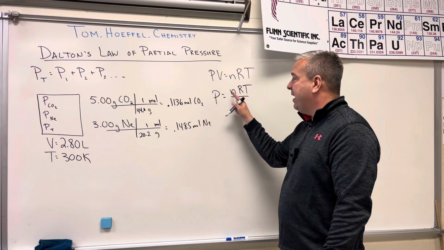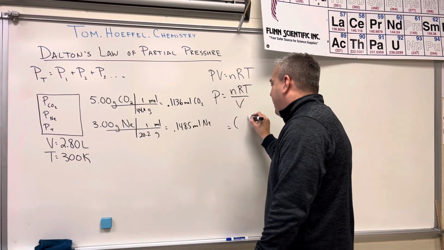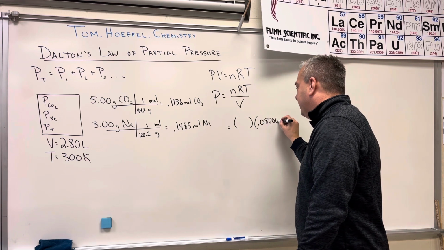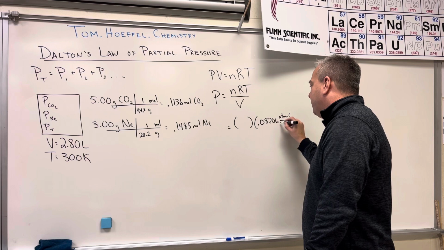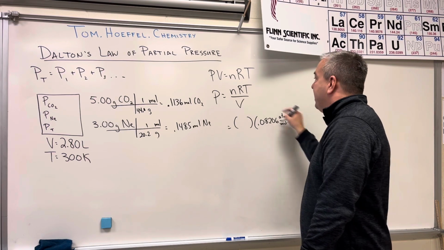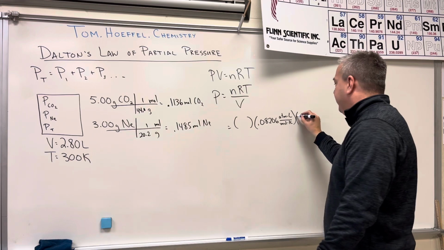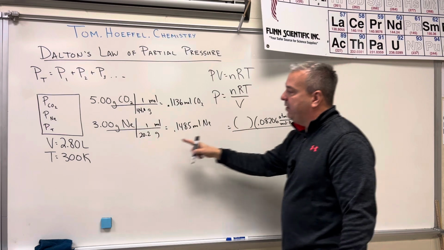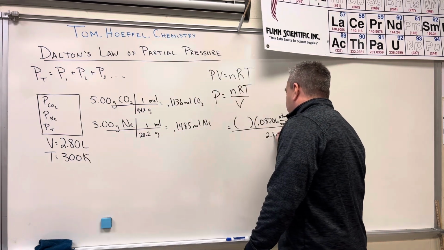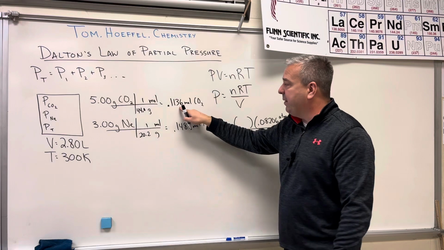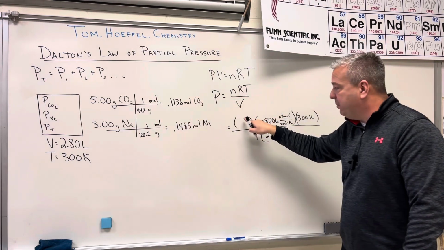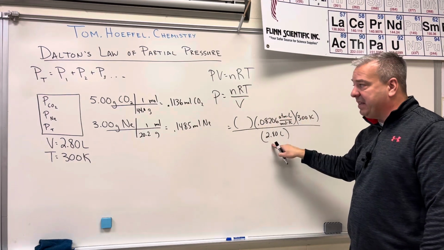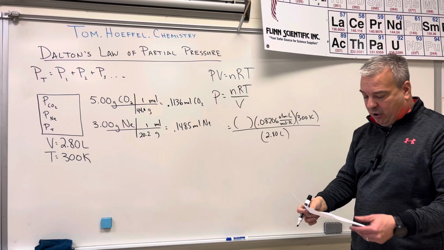So I'm going to plug these values in for n. I'm going to leave the n kind of blank. And then the R is equal to 0.08206, and that's atm liters over mole Kelvin. The temperature is 300 K, and that's all over the volume of 2.80 liters. So what I would do is plug in my carbon dioxide moles right here, 0.1136, times this, divided by this, to get the partial pressure of the carbon dioxide.